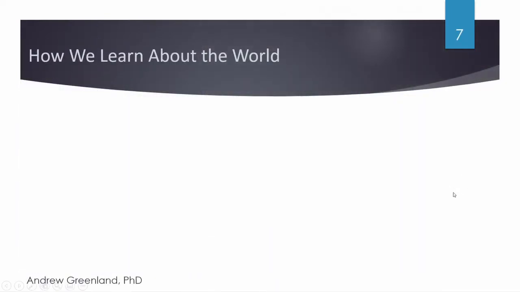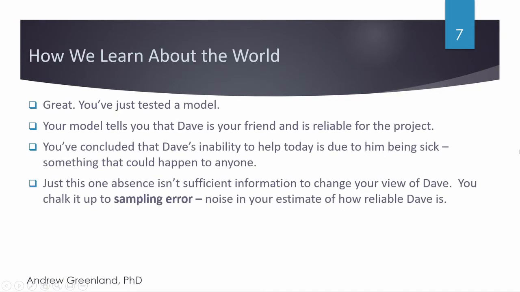This is a really simple way of thinking about how we've just tested a model. My model tells me that the piece of information I got about Dave, that he wouldn't be there for this project, isn't some big piece of information that's going to cause me to reevaluate my relationship with Dave. It's simply that he's sick. This kind of thing could happen to anyone. I mean, who hasn't gone to a ball game and accidentally eaten 9 hot dogs? In short, the piece of information we saw about Dave's reliability was subject to sampling error. If I had more information about Dave, I would be able to wash out this one little piece of information that seems to suggest Dave isn't reliable.